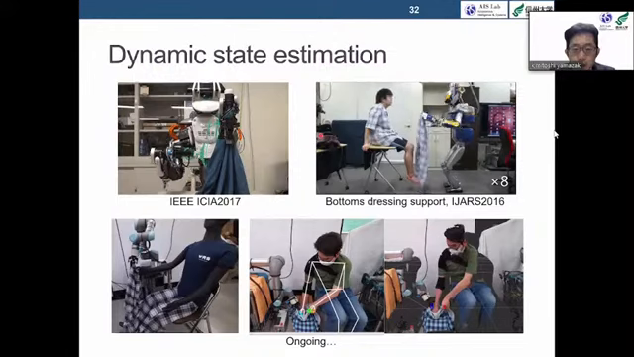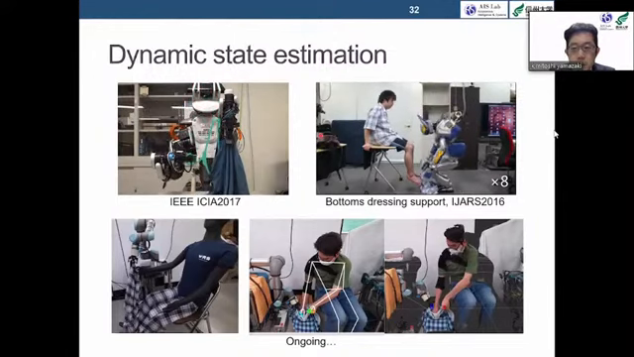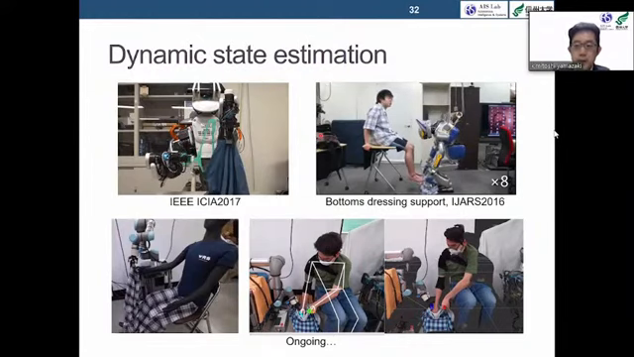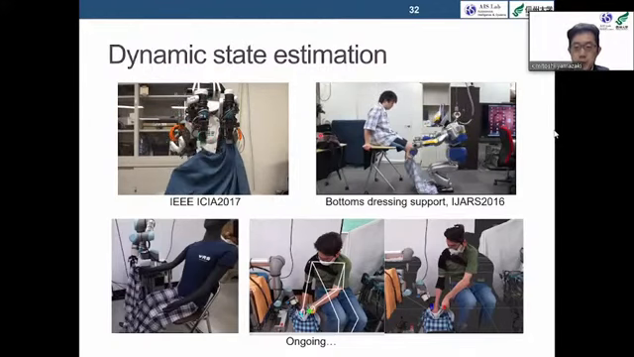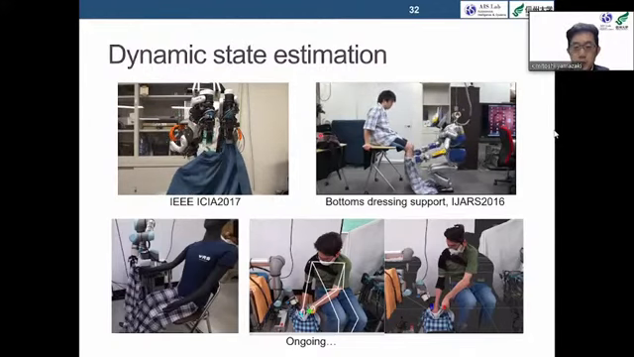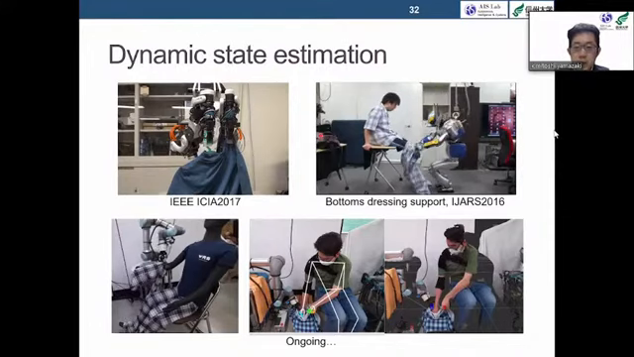Okay. The upper right and lower left videos show assistance in dressing. Here, optical flow is used for cloth shape estimation. This enables faster detection of snagging than force sensors. In addition, this approach allows the robot to continue moving without stopping during the recognition process.